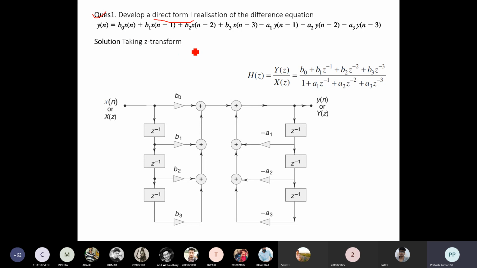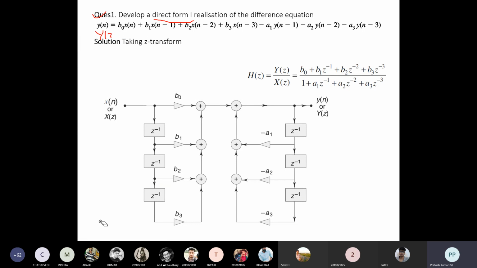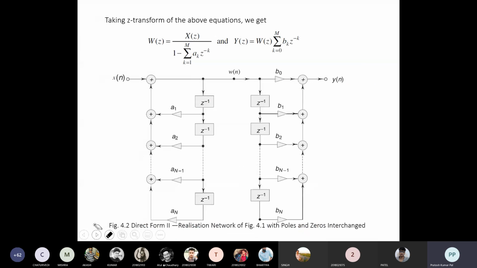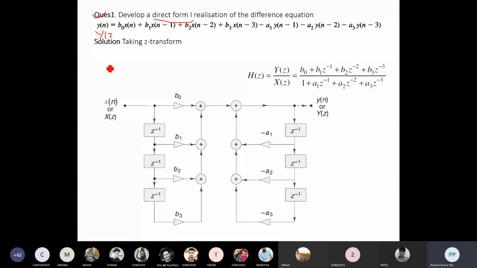To find the transfer function, we have to separate Y(z) and X(z) separately. Once we have separated these two terms, we will divide Y(z) by X(z). That will give you the transfer function. So we have to find Y(z) and X(z).